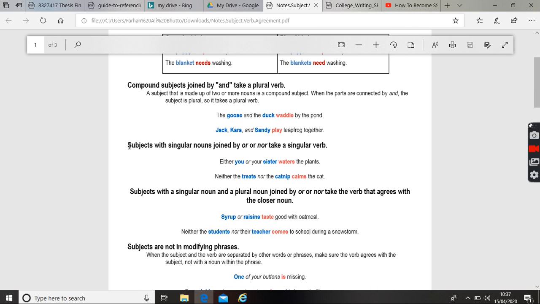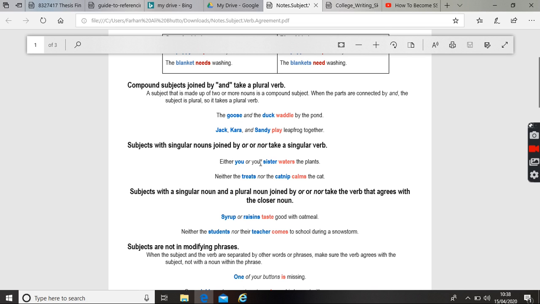Let's talk about the third rule. The third rule is subjects with singular nouns joined by or or nor take a singular verb. So whenever you're using either/or or neither/nor, if both these subjects are singular, the verb has to be singular. See here, either you or your sister waters the plants.